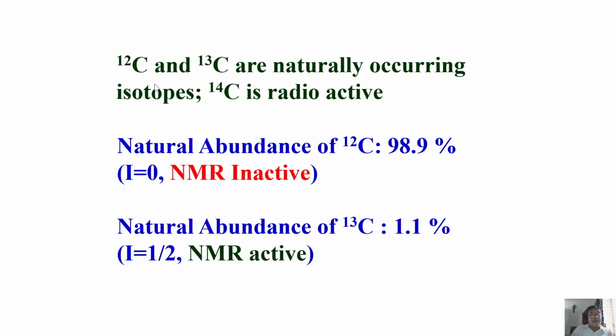When magnetic moment is 0, there is no interaction of the magnetic moment with the external magnetic field. So no Zeeman effect, no splitting of energy levels, no NMR. That's what I said. When the spin is 0, such a nucleus is NMR inactive. So carbon 12 is NMR inactive. Interestingly, it is 98.9% abundant. And carbon 13 is only 1.1% abundant.